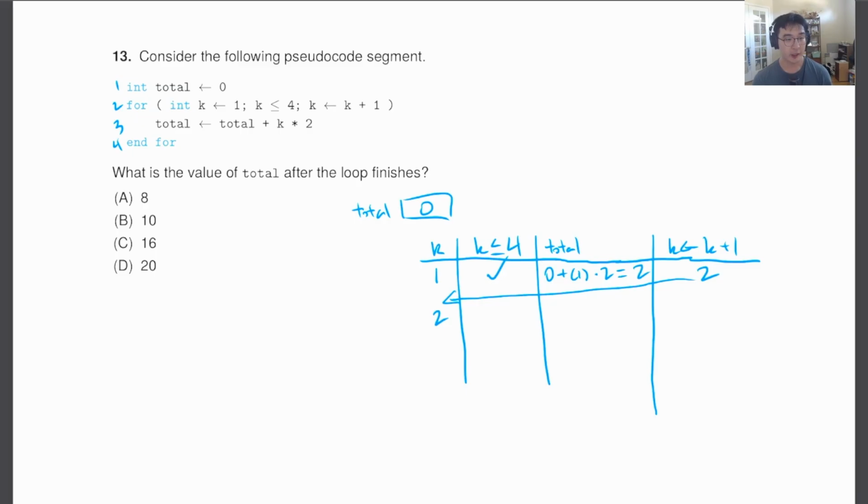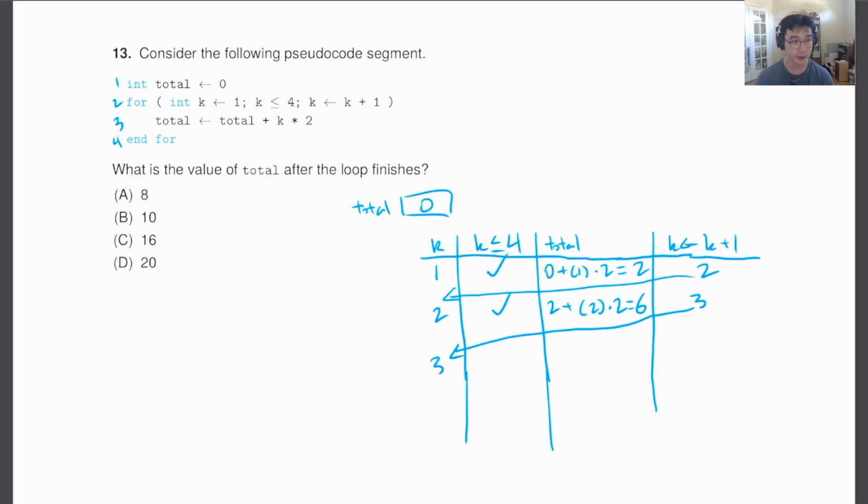All right, now I check once again. Is k less than or equal to 4? That is true. And so total is now total plus k times 2, which is 2 plus 2 times 2, which is 4, 6. I reach line 4. I go to the top. So k is now 3. Bring that over.